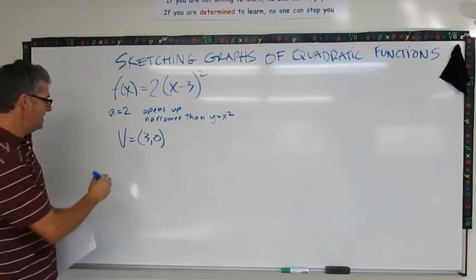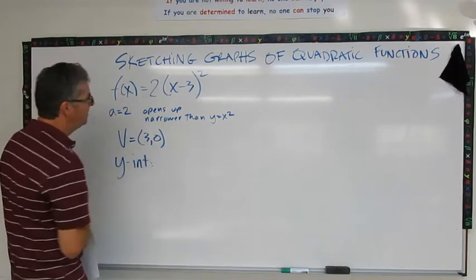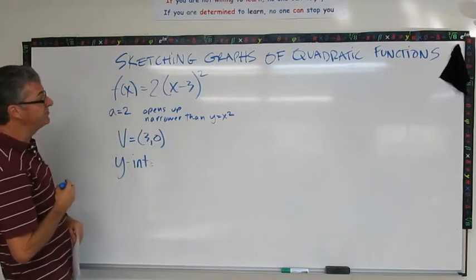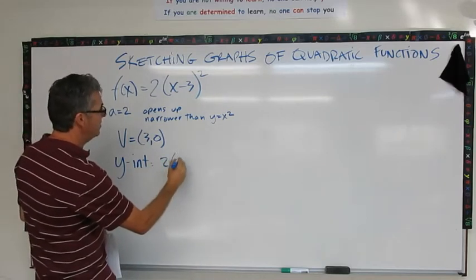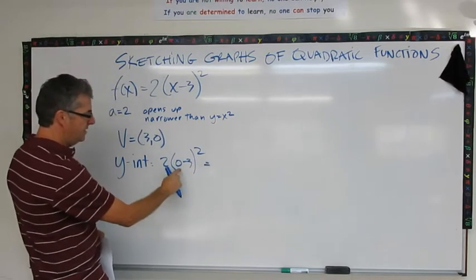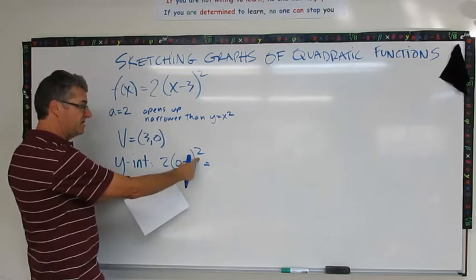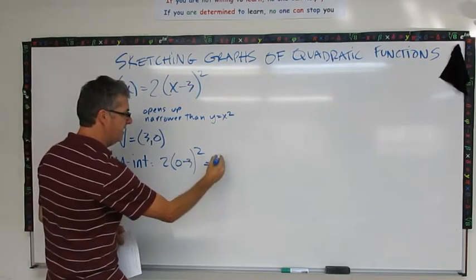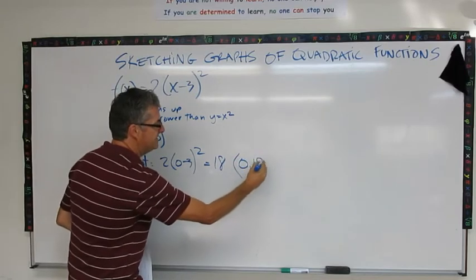So, the y-intercept. That's when x equals 0. So let's plug that in. 2 times 0 minus 3 squared. That's going to give us, this is just negative 3. Squared is positive 9, times 2 is 18. So what that means is that the y-intercept is 0, 18.